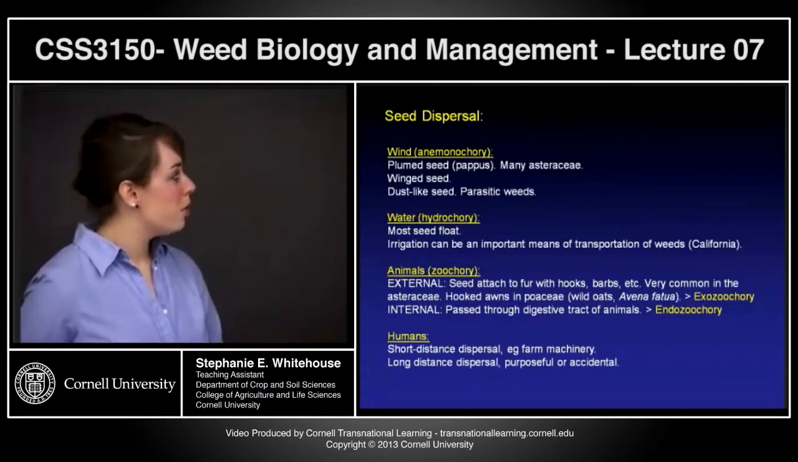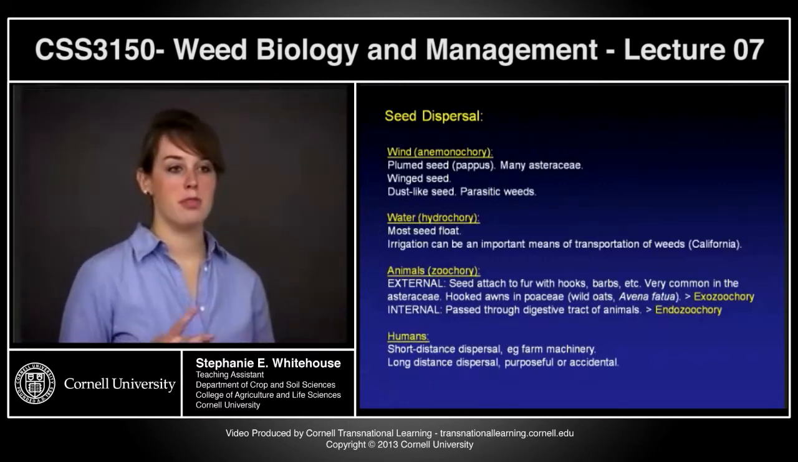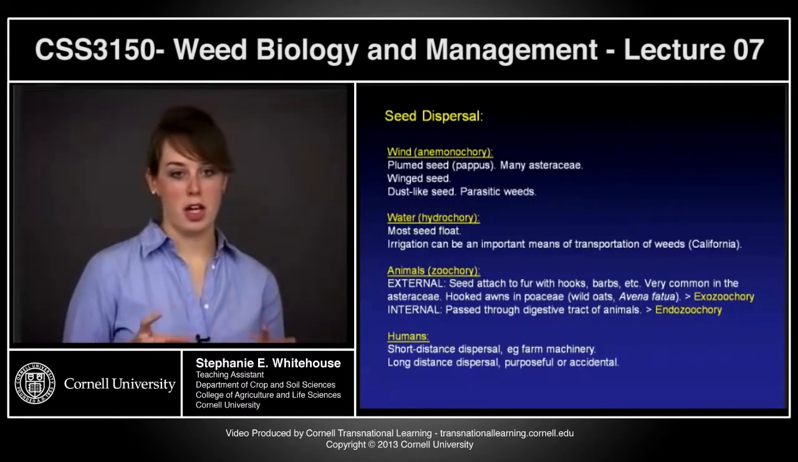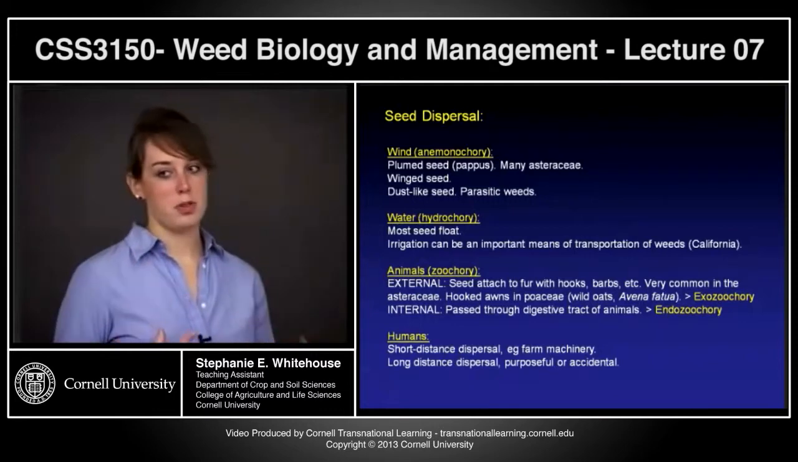Water, or hydrochory, is where the seed has to float. So some seeds might have a seed coat that's very much larger than the endosperm that's inside, promoting a lot of airspace, which would help the seed float.